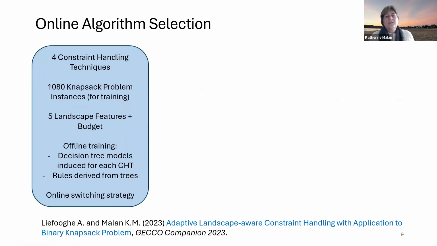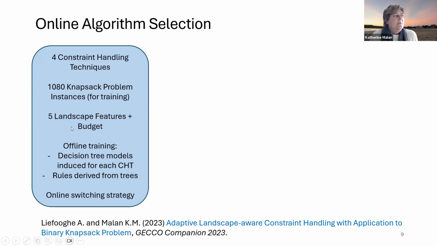And then we took it further and said, okay, can we do online algorithm selection? So with this knapsack problem, I did it in other contexts as well, but this one is nice and easy to understand because most people understand what a knapsack problem is all about. So we took these 4 constraint handling techniques on 1,000 knapsack problem instances, and we looked at 5 landscape features plus the budget now, which is not really a budget. It's more just how many evaluations you have to do your search.